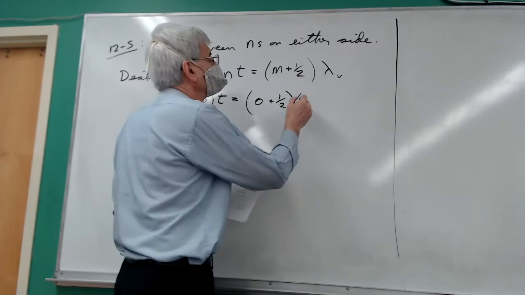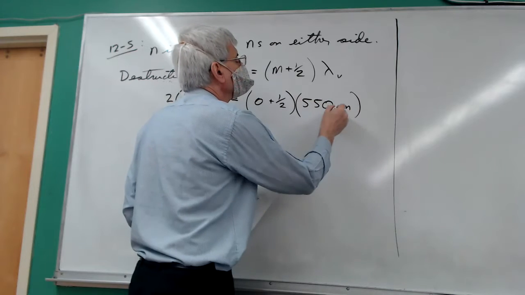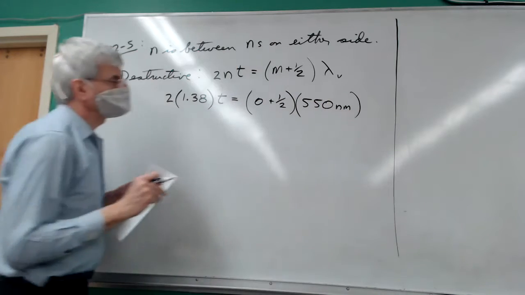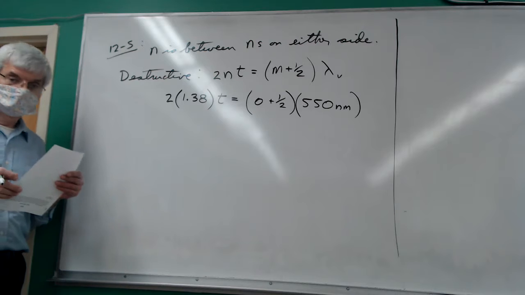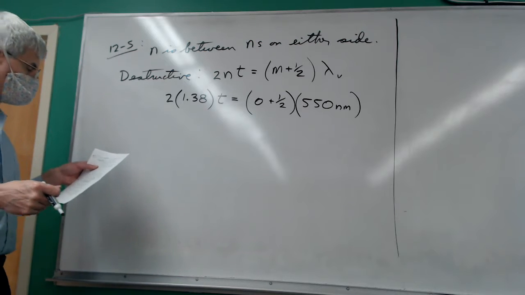And the 550 nanometers is the wavelength that the light would have in a vacuum. So now we've got it down to where it's just math.